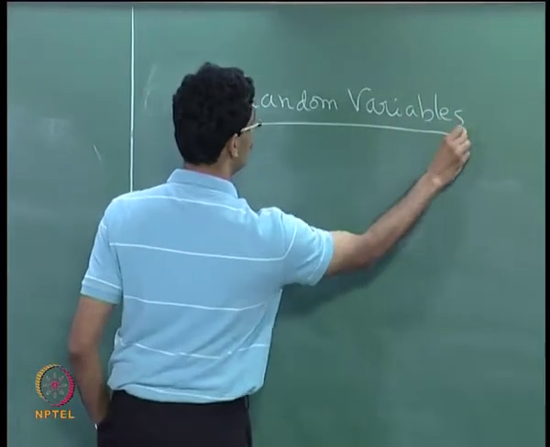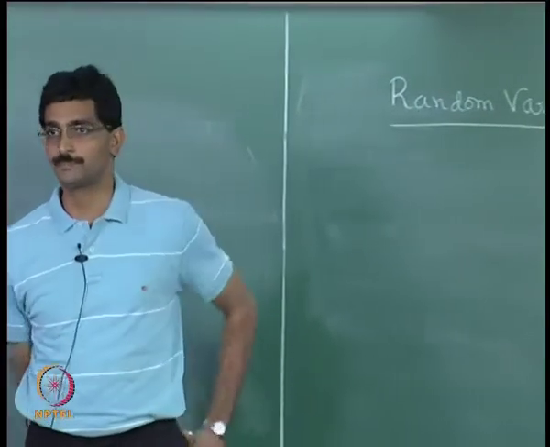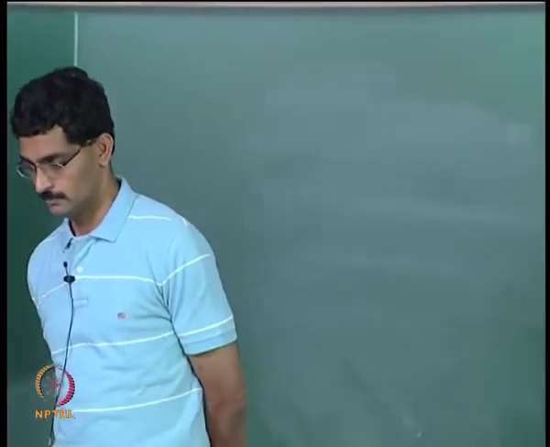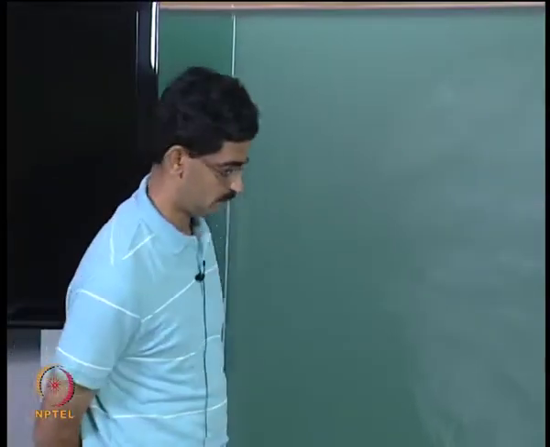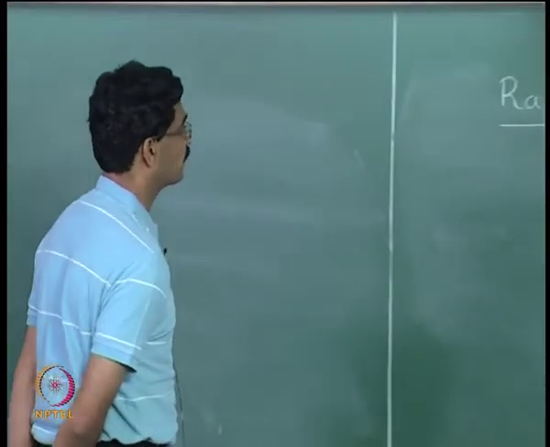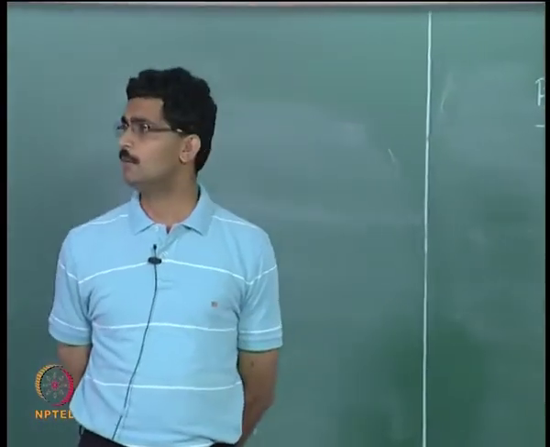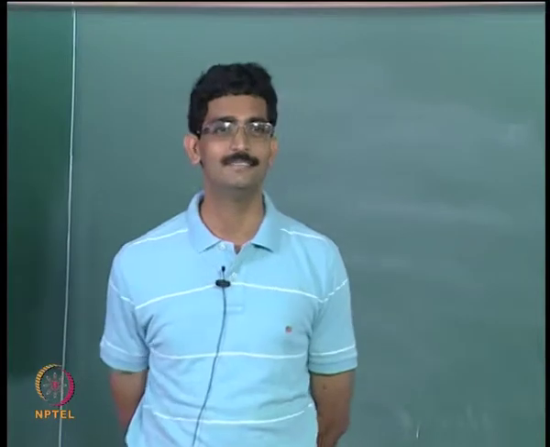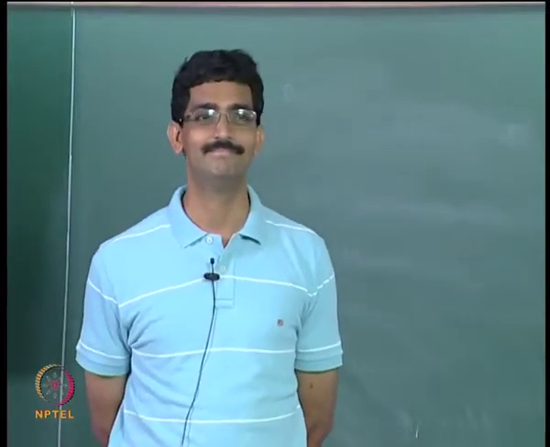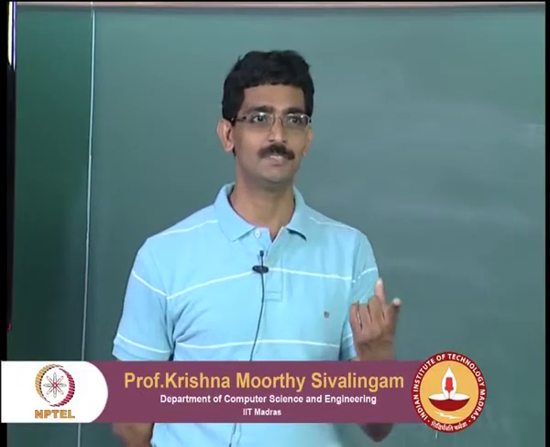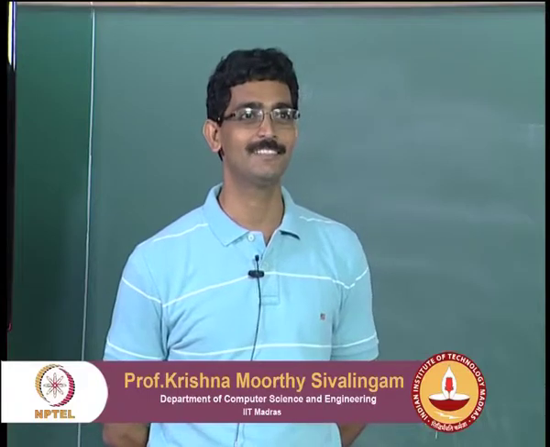So we look at commonly used distributions. So how do you, what is the random variable? It's a mapping from sample space to real numbers. Good. This was in your probability and statistics course, okay.